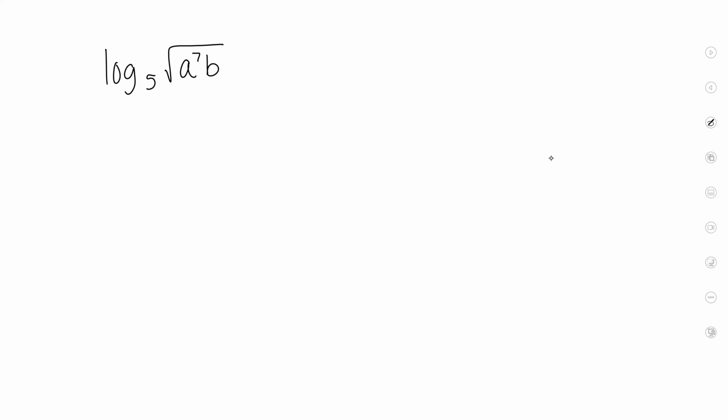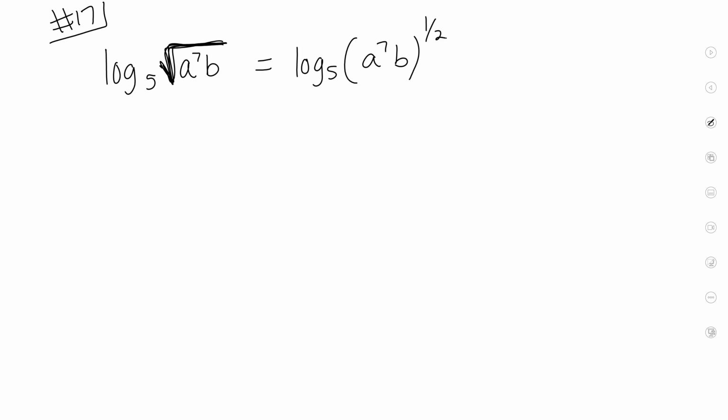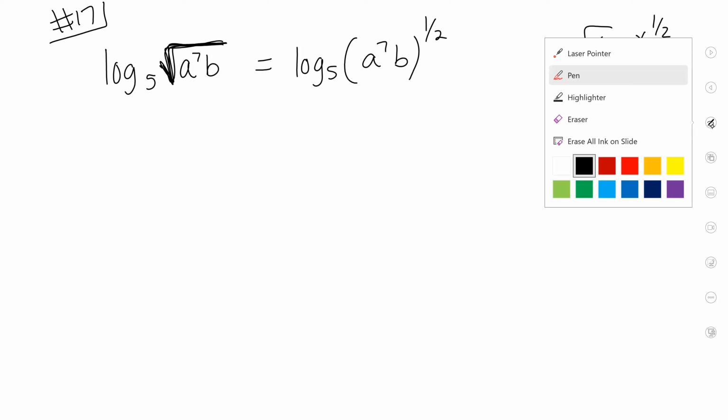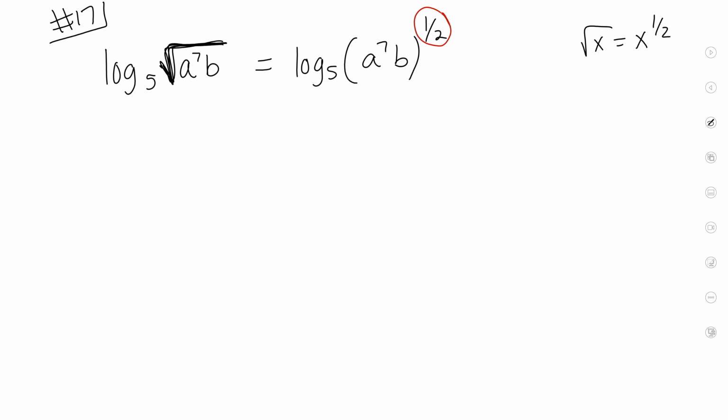Okay, this was a homework problem. I believe this was number 17 on y'all's homework. So let's expand this. Whenever you have a square root symbol, instead of writing the square root, you can write this as 1/2. The square root of x is the same thing as x to the 1/2. Now we're going to use the power rule and put the exponent to the front. So this can now be 1/2 of log base 5 of a^7 times b.